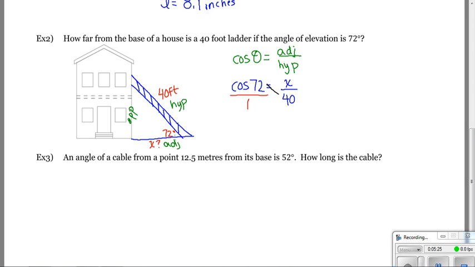Cross multiply. 1 times x is x. We get 40 times cos 72. X equals 40 times cos 72, which is 12.4 feet. So that's how far it is from the building.